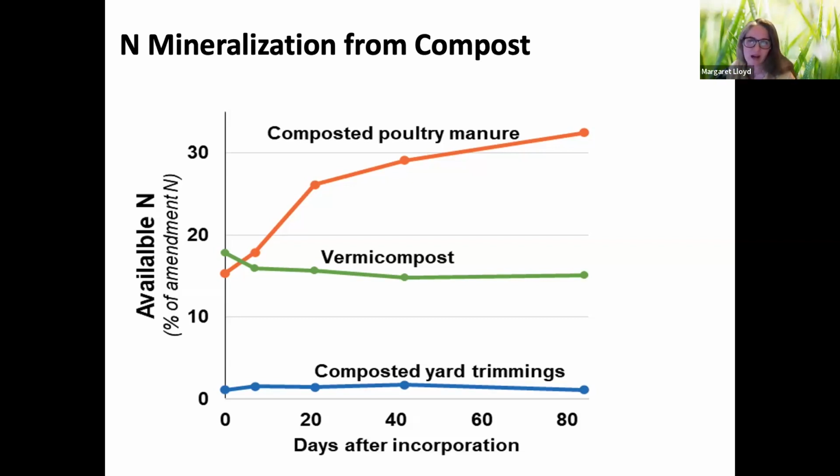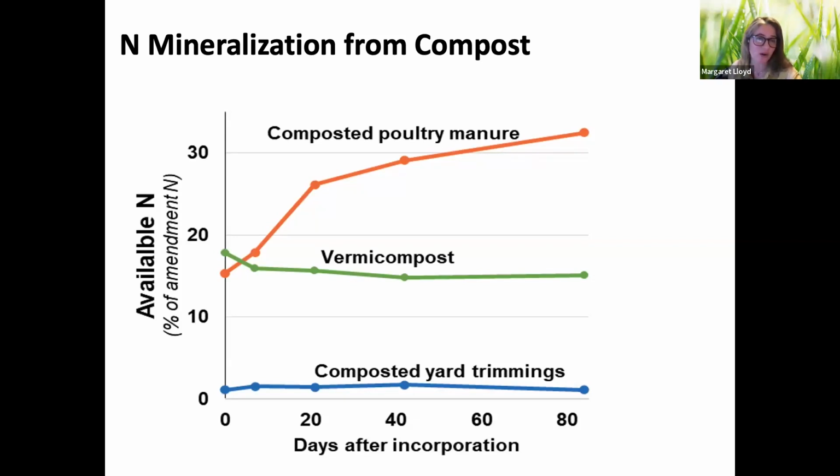And let's start with the composted poultry manure. So that's the orange at the top. The x-axis, the horizontal axis, is showing you time. So that's days after incorporation, 90 days. And the vertical axis shows you the available nitrogen. So what percent of all the nitrogen that's in that product became available over time?